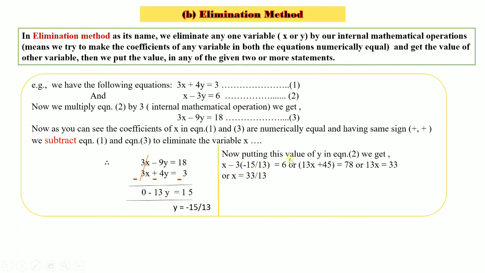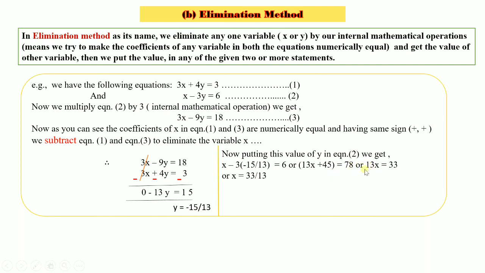Now you understood? I repeat this step. This minus 3, because the value of y is minus 15 upon 13. Then we took LCM of 13, this is x upon 1, so 13 into 1 is 13. So then 13x, and this minus into minus plus, 3 into 15 is 45, and then that denominator 13 will go to that side. So this 13 has gone to 6, so 13 into 6 is 78.